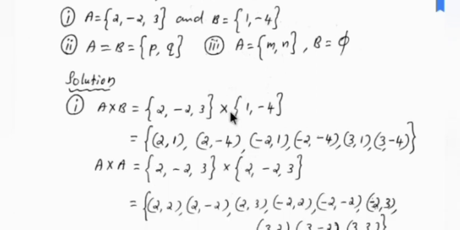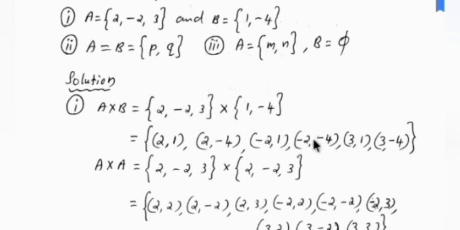Here cross means cross product or Cartesian product. It means a relation from the first set to the second set. That means here the first element is 2, here the first element is 1. Take 2 and this 1. We will get a relation (2, 1). This is an ordered pair. Then take the first one and this second one, (2, -4). Then the second one and the first one, (-2, 1). Then the second one and the second one, (-2, -4).